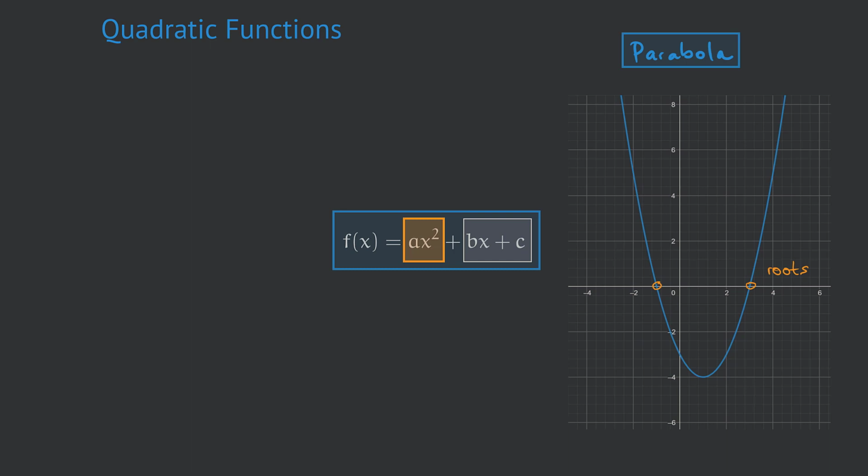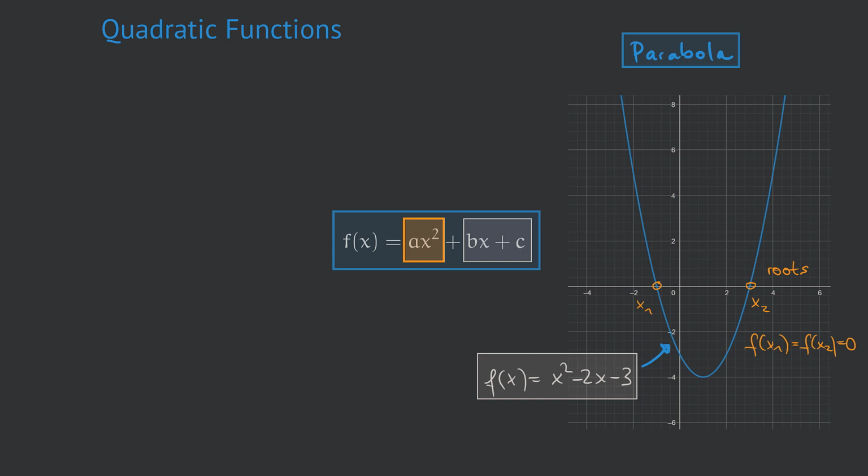We calculate the roots using the so-called quadratic formula. Let's demonstrate this. The graph we've shown here belongs to the quadratic function f of x equals x squared minus 2x minus 3. Now we look for the two roots. That means we look for the two numbers x1 and x2 on the x-axis such that f of x equals 0.